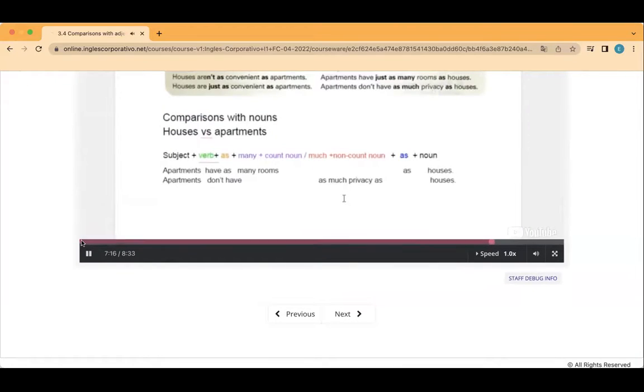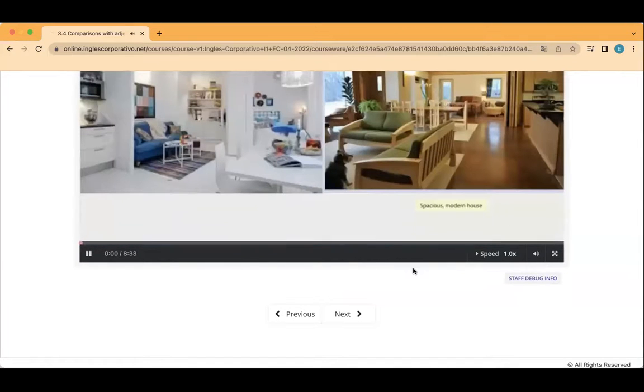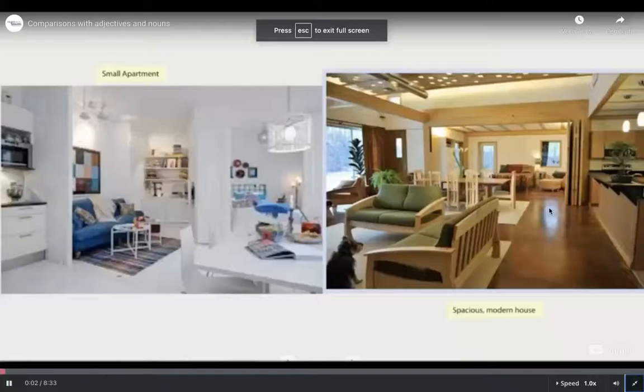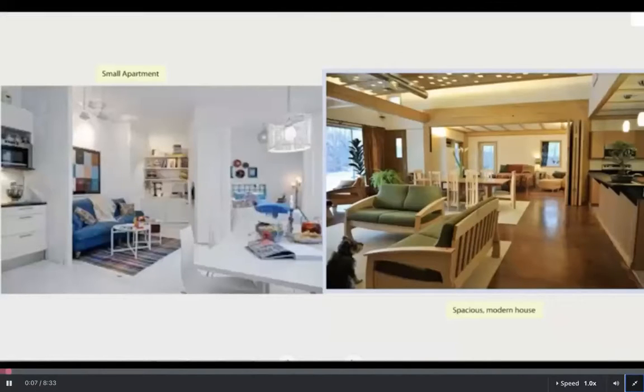Hi everyone, by the end of this class you will be able to compare and express similarities about houses and apartments. Additionally, you will be able to express similarities about your house and your neighbor's house. For example, you'll be able to make the following comparisons. Apartments don't have as much privacy as houses. Houses aren't as convenient as apartments.